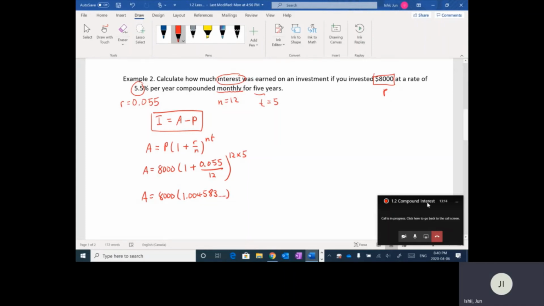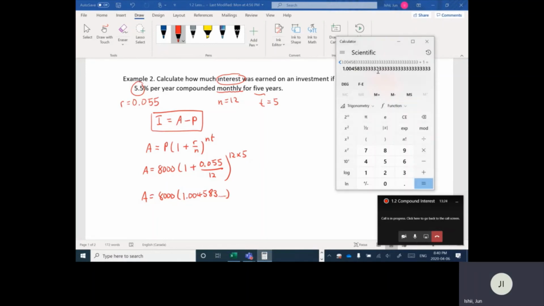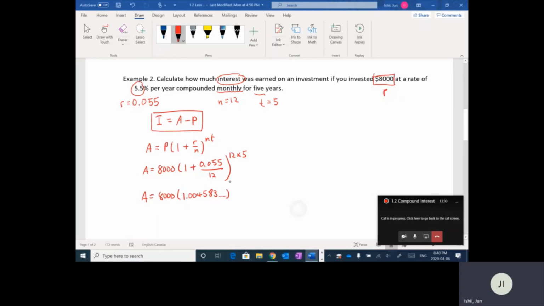Now, kind of the important thing as well is we want to save the rounding to the very end. So I do not want to round this number right here. I want to just store it in the calculator as is. Oh, and let's do the exponent here. So 12 times 5, that's 60. Okay, so leave the 60 there.